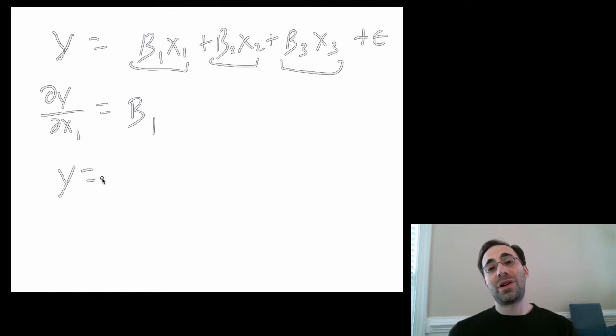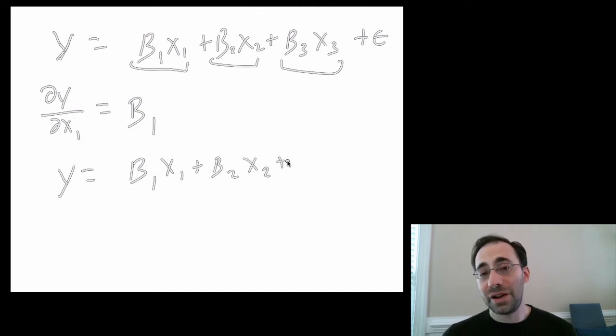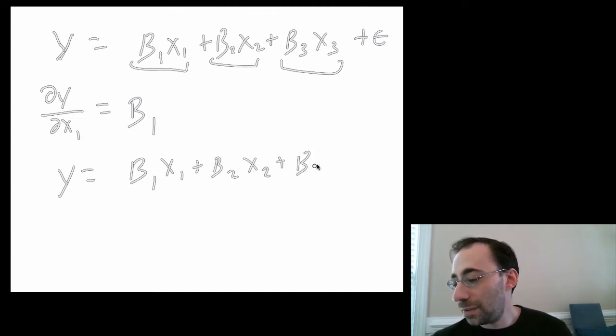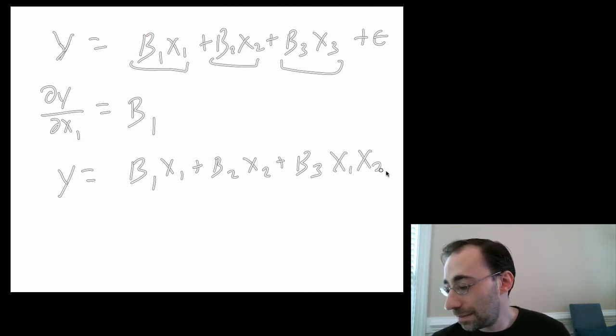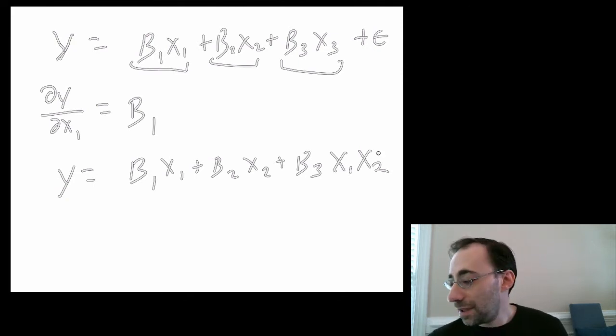Let's consider a slightly more complicated linear model. So here we have beta 1 x1 plus beta 2 x2. But now instead of an x3, let's consider what's called an interaction term. We've looked at this before too, but it's worthwhile mentioning it again. And there's the error term.